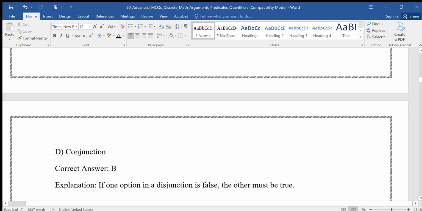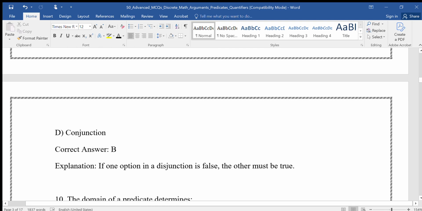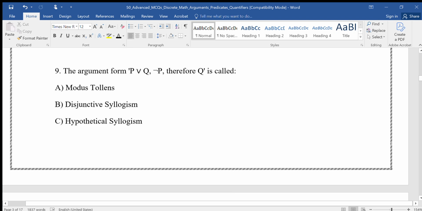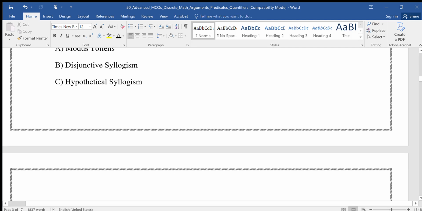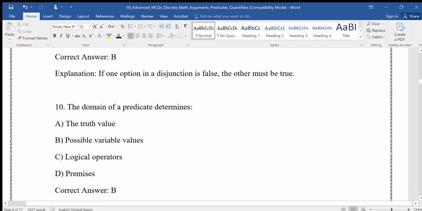In case of disjunction, if one option is false, the other must be true. In the argument form P or Q, negation P, one is true and the other is false. The truth value of a disjunction is true.